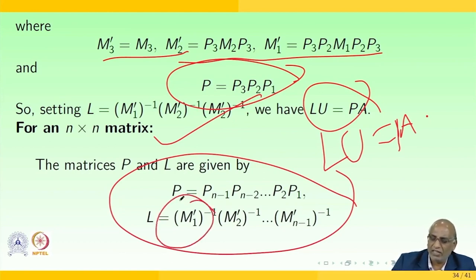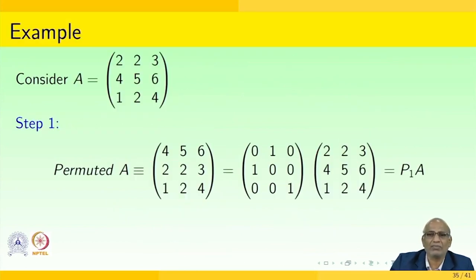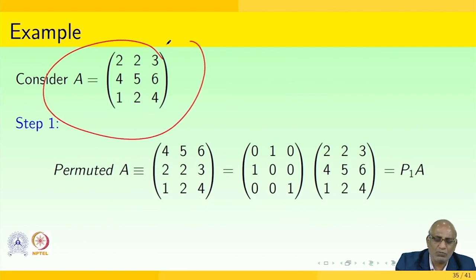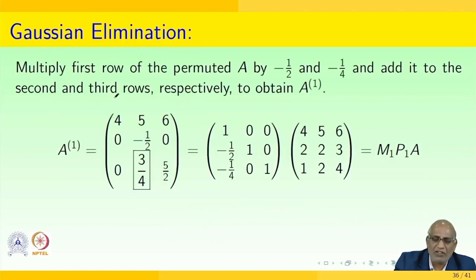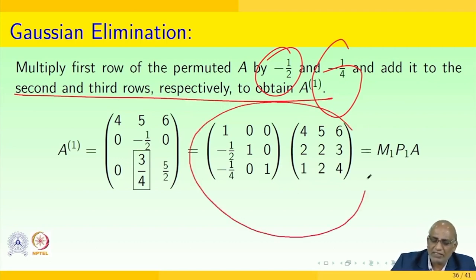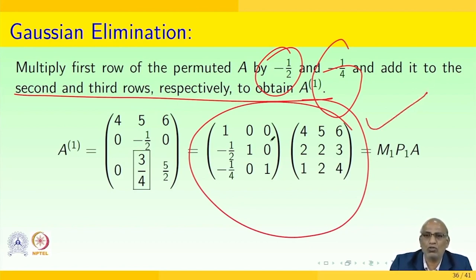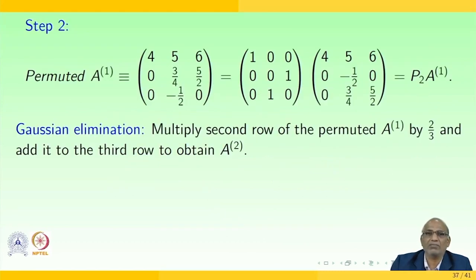We have already spoken about M1, M2, M3, which do exhibit the inverse. Now consider this example, as we spoke, with the permuted matrix A, 4, 5, 6. When you multiply this with P1, you will get P1 A. Multiply the first row of the permuted A by minus 1 by 2 and by minus 1 by 4 and add it to the second and third rows. So you will end up with these matrices: 1, 0, 0, minus 1 by 2, 1, 0, minus 1 by 4, 0, 1, multiplied with 4, 5, 6, 2, 2, 2, 2, 2, 3, 1, 2, 4. That is what we call M1 P1 A.